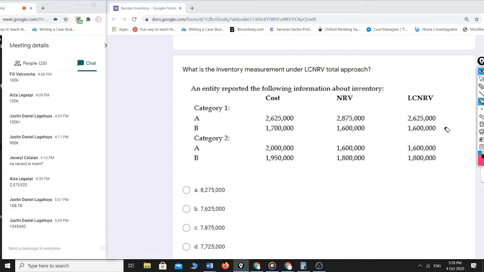Okay. So, di ba ganiha sa individual? Dito na to nagamit sa LCNRV. Actually, this is just the row or the column wherein siya na mismong namili. Kinsay lower ni cost, lower ni NRV. But since total approach man siya, okay, we're going to total everything first. Usa na to i-compare sila.